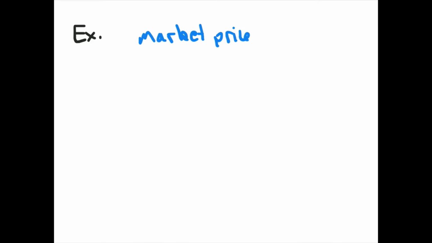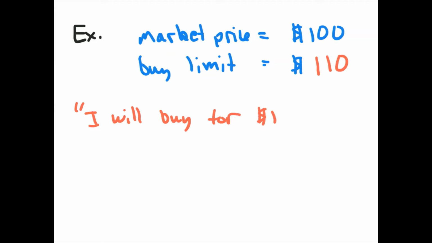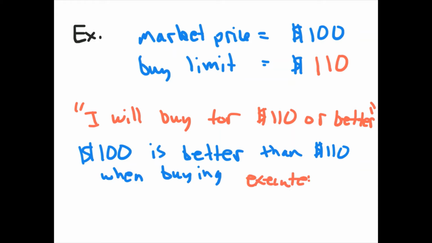Now, another example for you when buying: if the market price is $100 and we do a buy limit at $90, we're waiting for the market price to drop to $90 before it'll execute, because it has to be $90 or better, or less. And instead of $90, let's say we did a limit at $110. Then that means we're saying to the market, I will buy for $110 or better. And $100 is better than $110 because it's less. So this order will execute immediately at $100.